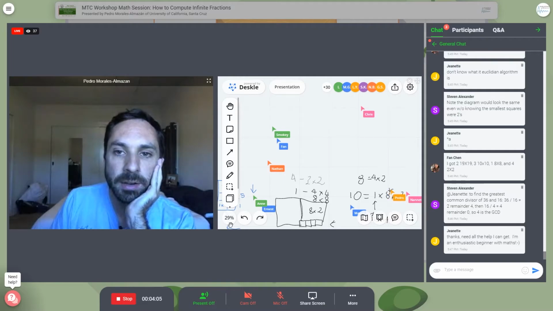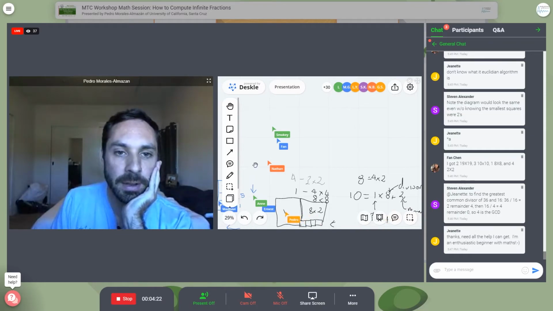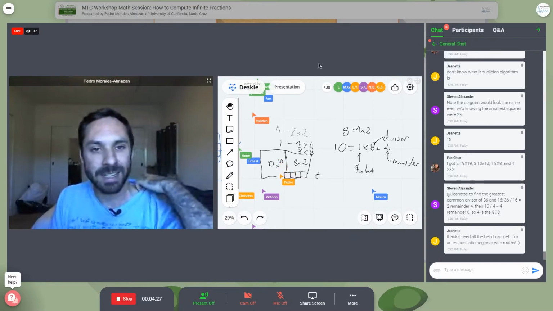This one right here is the divisor, which is the size of the previous step. And the size of 2 steps before that is the remainder. Hopefully you agree with what I'm doing over here. So that means that my previous step should be a 10 by 10.